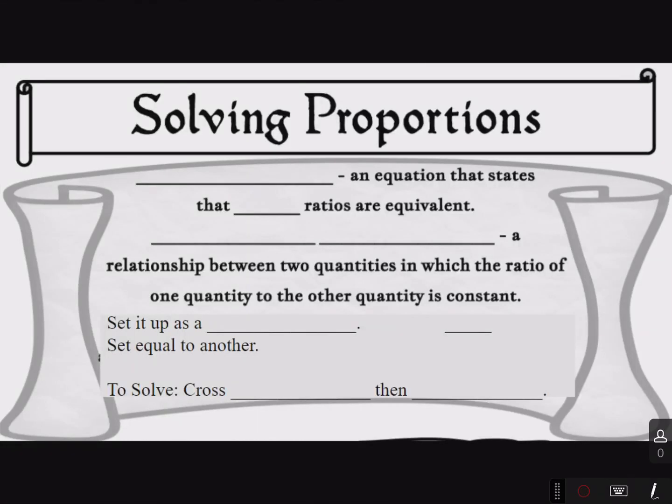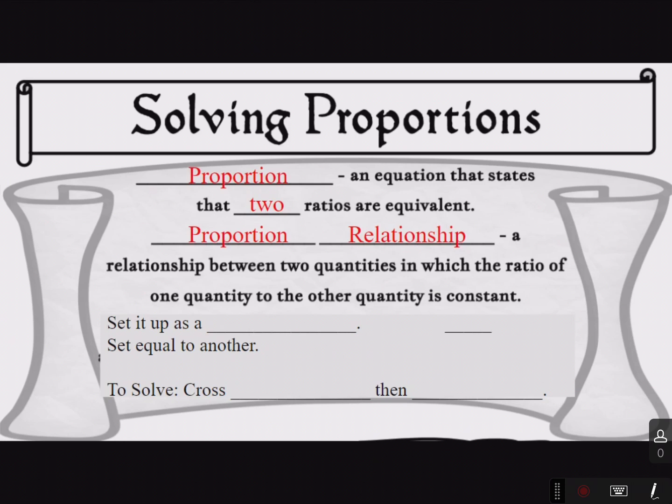All right, so we're going to be working on solving proportions. A proportion is an equation that states that two ratios are equivalent. A proportional relationship is a relationship between two quantities in which the ratio of one quantity to the other quantity is constant, or in other words, equal.